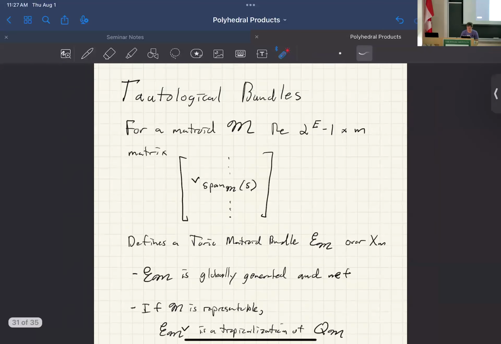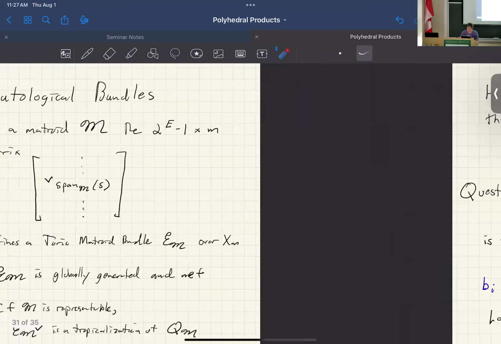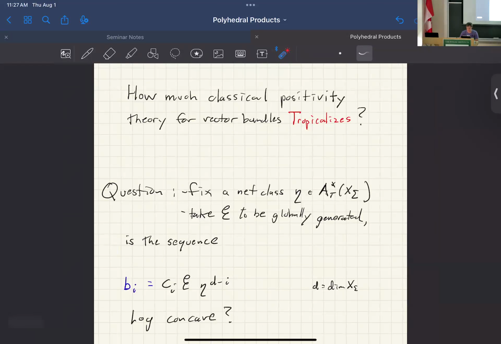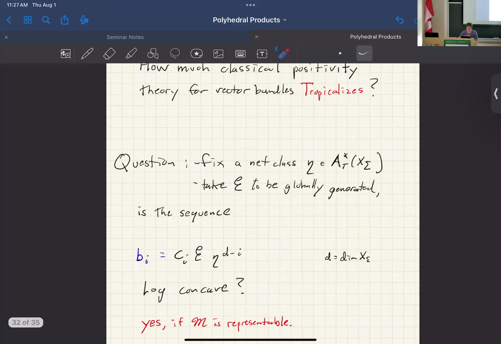So that's my argument that these are the geometry that should be put in as an answer to that question. And so I'll leave you with my question right now, which is how much classical positivity theory for vector bundles in algebraic geometry tropicalizes? There's all sorts of results about different types of characteristic classes you can make and ways you can combine them to get positive numbers or log concave sequences out there. And the question is, do those generalize and how?